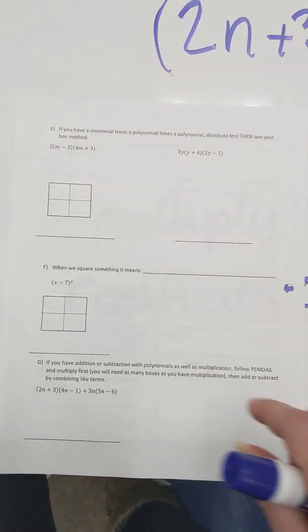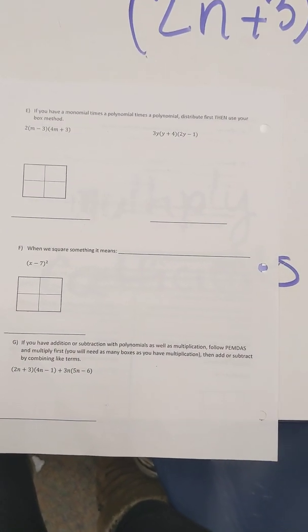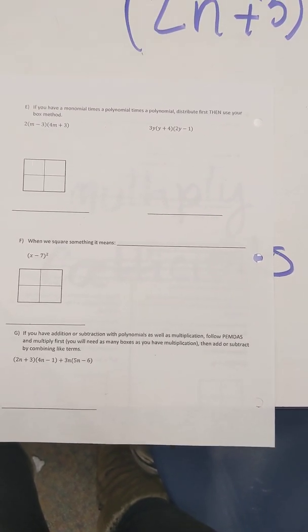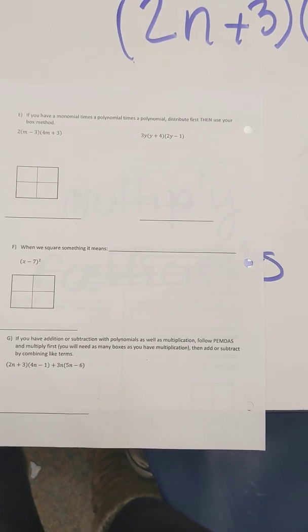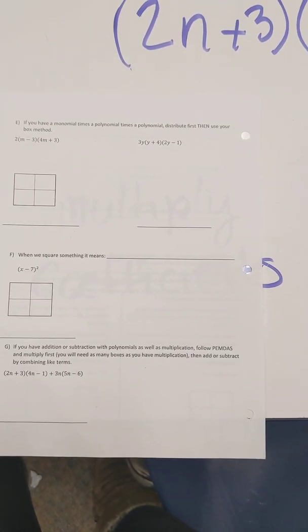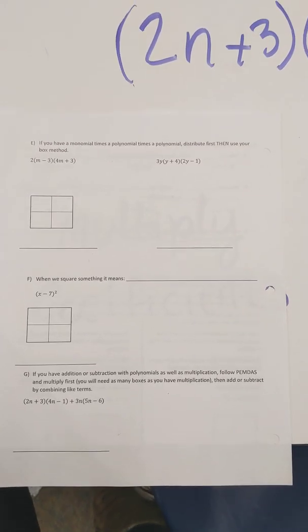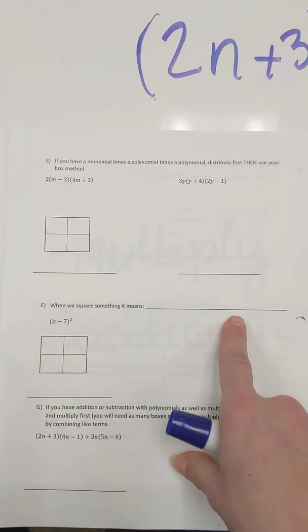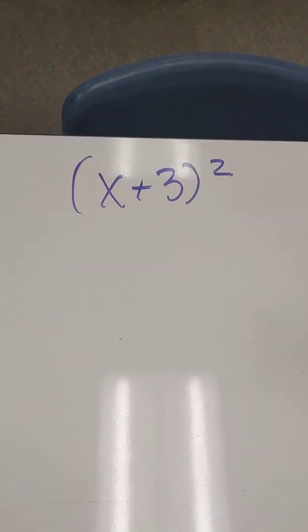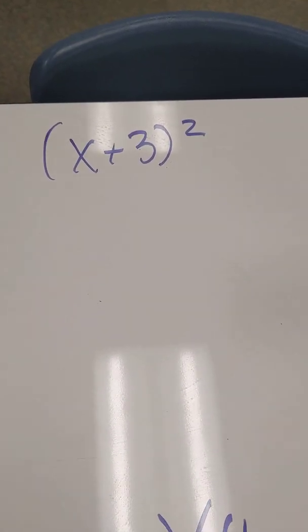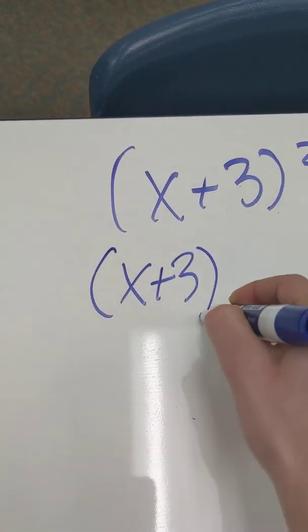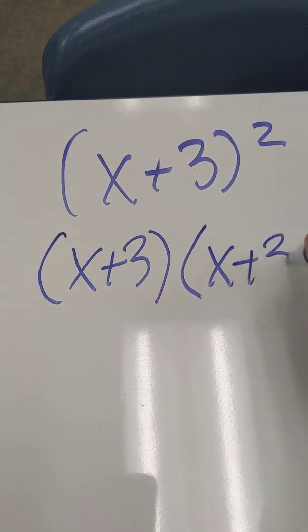When we're squaring something, what does that mean? What does it mean if I say I want to do 5 squared, or 3 squared, 17 squared? What does that mean to square something? Well, if you didn't know, it means to times something by itself, or multiply by itself. So in this example I have up here, I have x plus 3 squared. Well, what that means is I'm going to take x plus 3 and I'm going to times it by itself.